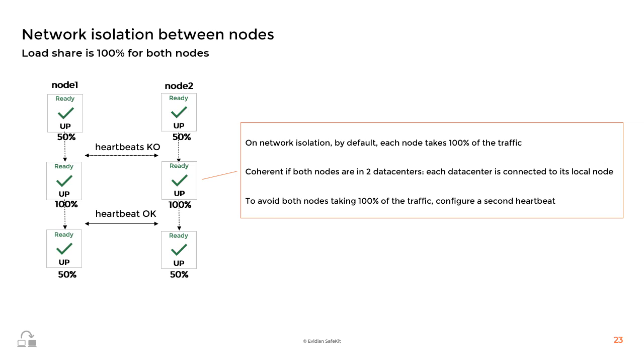When both nodes are isolated, each node takes 100% of the traffic as all heartbeats are lost. The system remains coherent if both nodes are in two data centers. Each data center is connected on the virtual IP address of its local node. Once the isolation is repaired, each node takes 50% of the traffic. Network isolation occurs when all heartbeats between Node 1 and Node 2 are lost. As long as there is a live heartbeat on a network, the network isolation cannot occur. Therefore, implementing an unbreakable private network, such as a direct Ethernet link between both nodes, can avoid this situation.